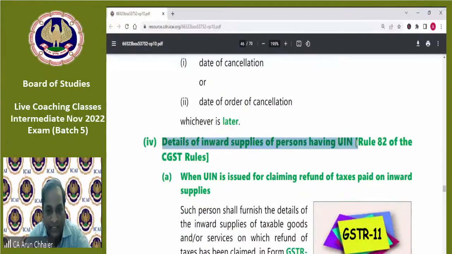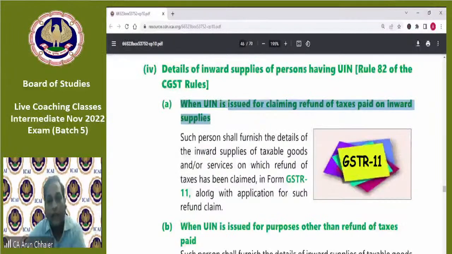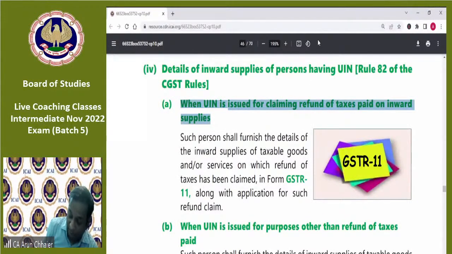Details of inward supplies of the person having UIN. When is UIN issued? For claiming the refund. What is the UIN? Unique identity number. If you remember, we have discussed that UIN is not a registered person.